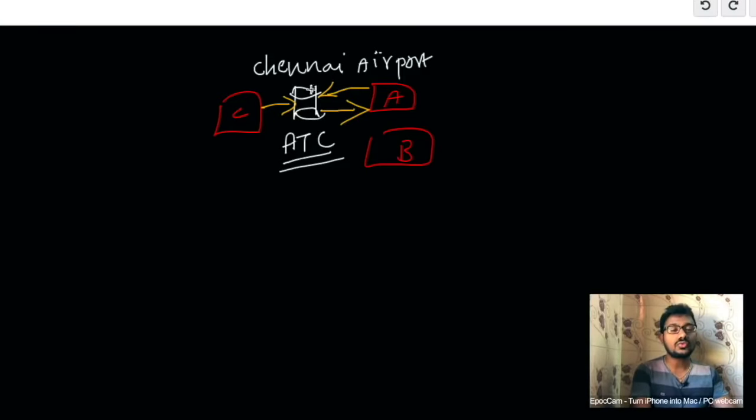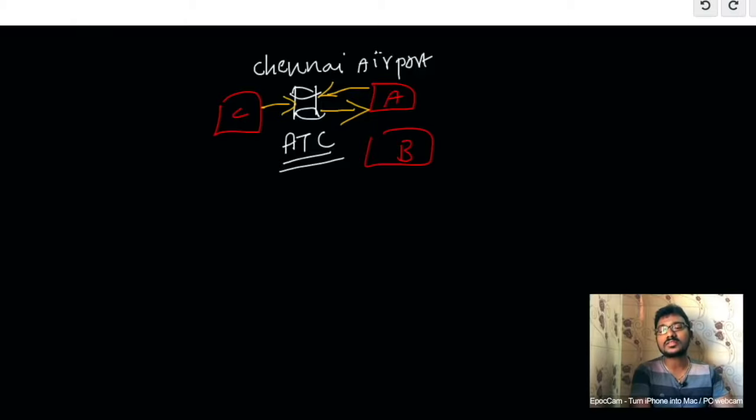So it's trying to interconnect all the planes, get the information, and give that information back to the required plane. So this is the real life example where the mediator design pattern is playing a major role. Here ATC is a mediator.